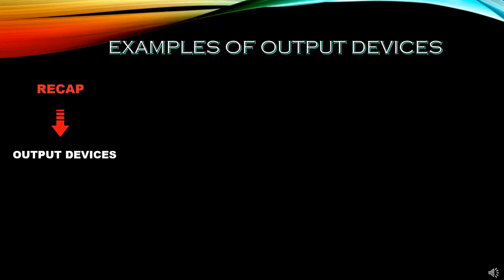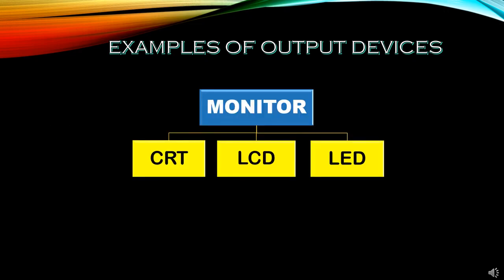You already know that output devices are used to display the data that you have entered into the computer and the results that we get after processing the data. Now we are moving to the examples of output devices. Monitor. Monitor is also known as VDU, that means Visual Display Unit. There are three types of monitors: CRT monitors, LCD monitors, and LED monitors. The basic difference is due to the quality of the output, the sharpness of the image, and the shape and size.